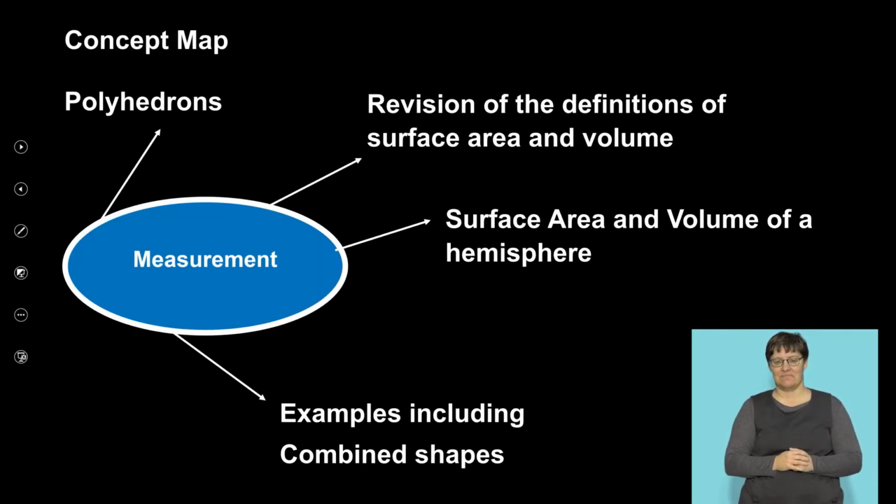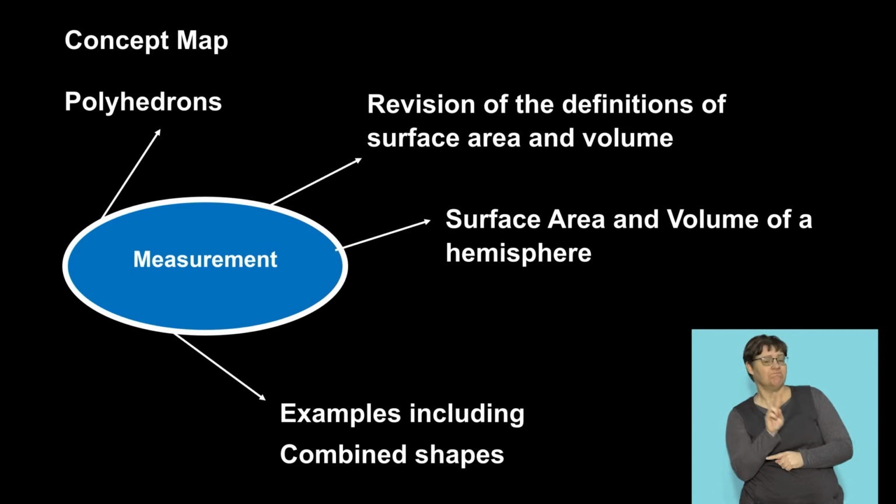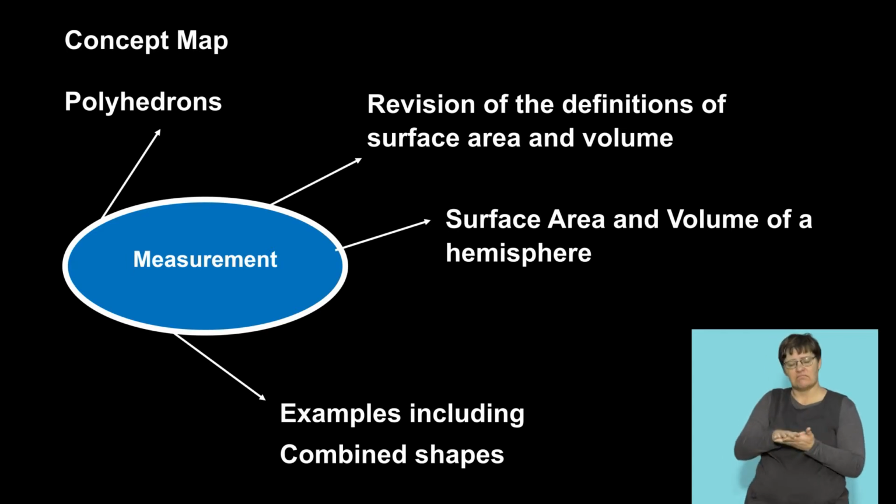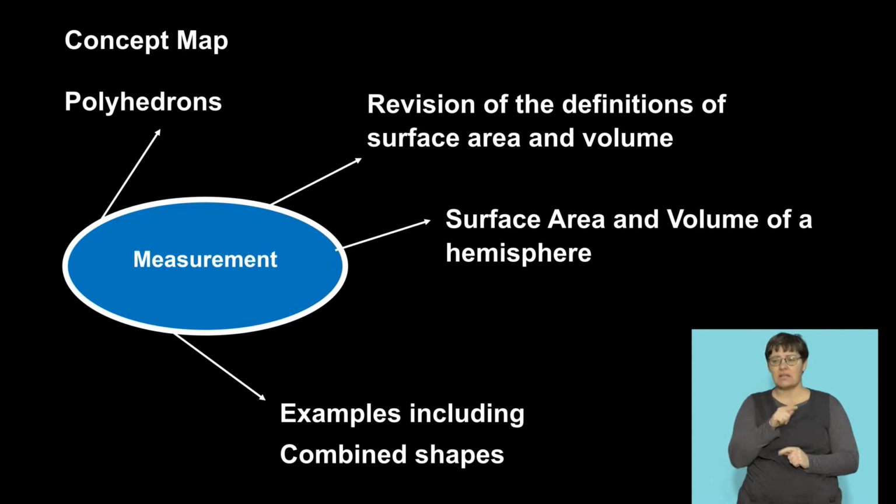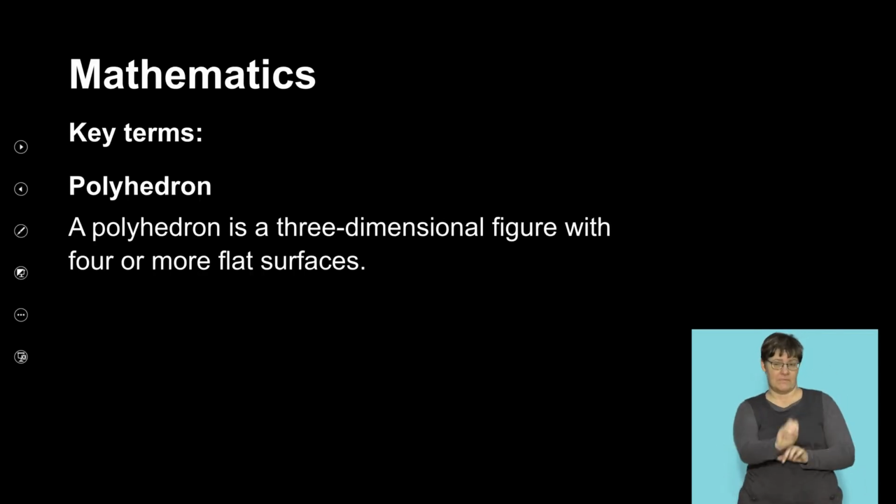Cool guys, so first things first, I'm going to remind you what a polyhedron is. I'm then going to revise the definitions of surface area and volume, and then I'm going to actually define the surface area and volume of a hemisphere. After that, we're going to look into some examples which involve combined shapes. Let's go to the first definition.